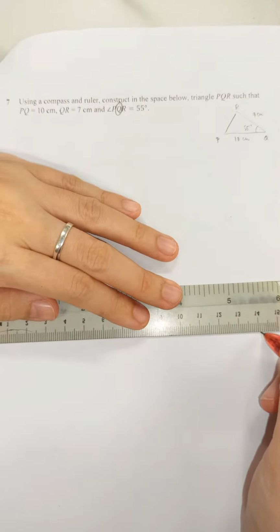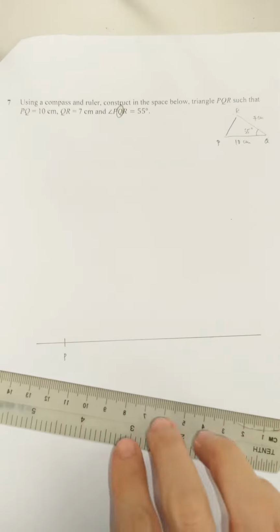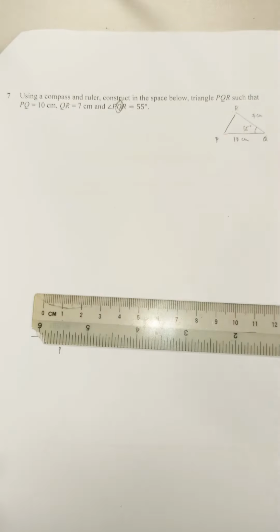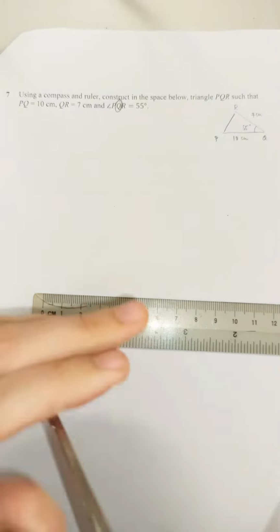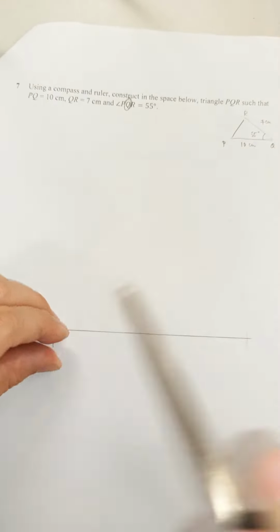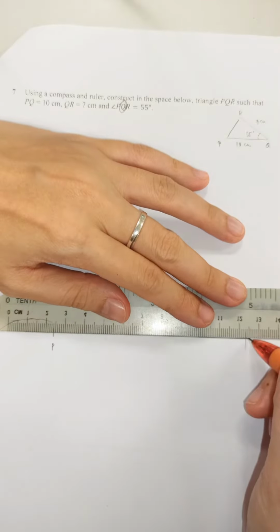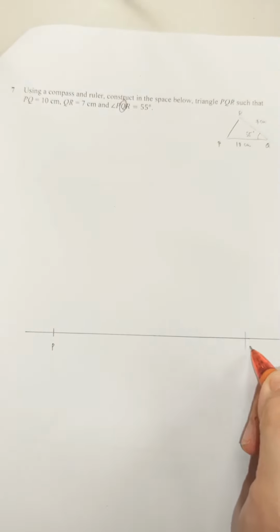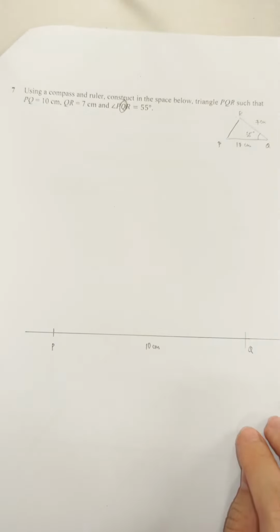Again, I'm going to draw a horizontal line. Mark up. It's going to be P. I need it for 10 centimeters. Needle on 0. Pencil at 10. Oops. Okay. If the line is not long enough, make sure you extend it sufficiently. This one is fine. So P. Q is 10 centimeters. Next, we would like QR to be 7.